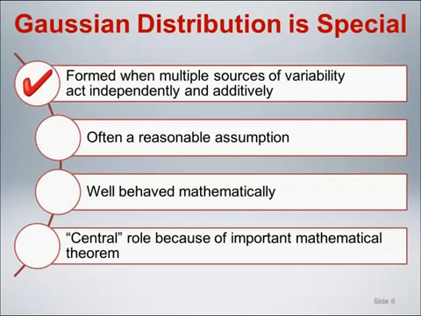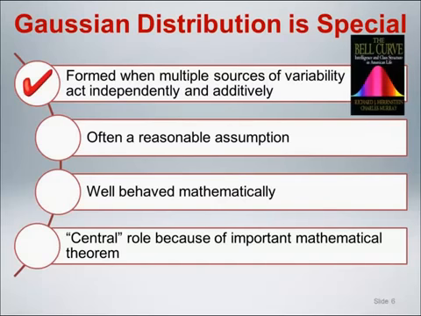The Gaussian distribution is special for a number of reasons. This distribution is naturally formed when multiple sources of variability act independently and additively. This is actually the motivation for and message in the title of the Bell Curve book, that IQ scores are normally distributed because a person's intelligence is the sum of many small random variations in genetic and environmental factors.